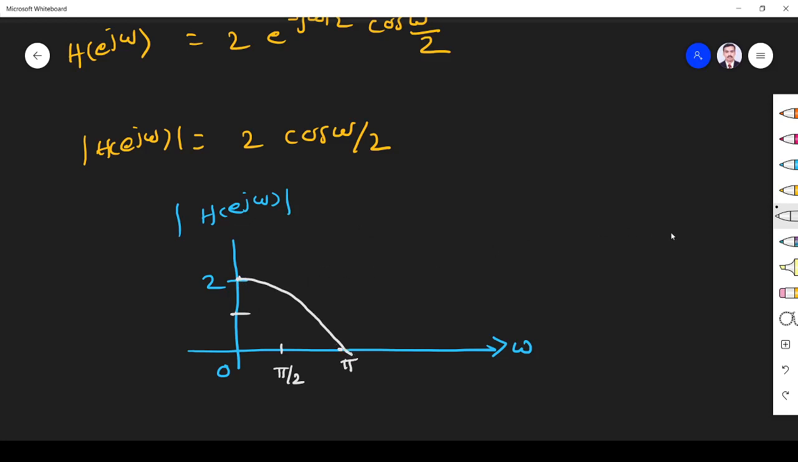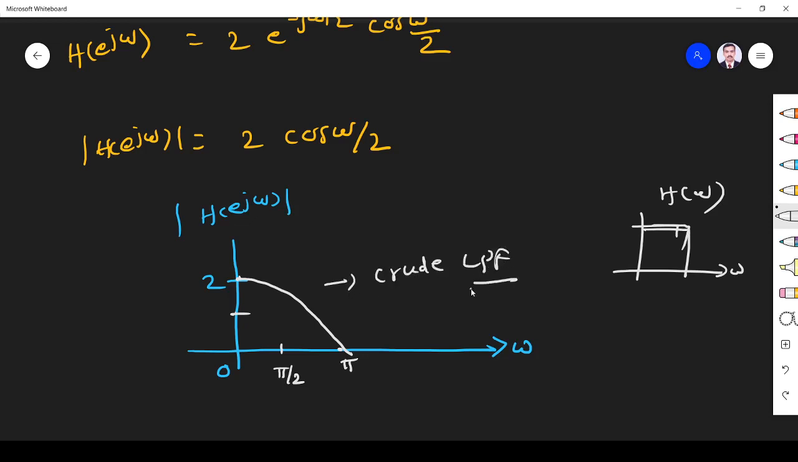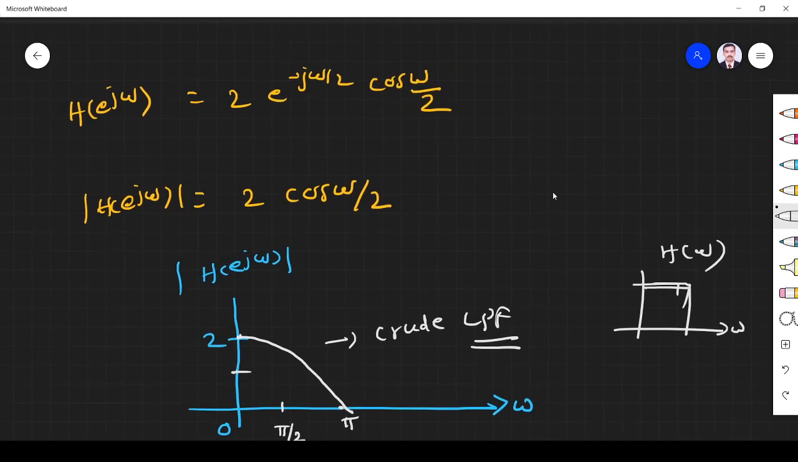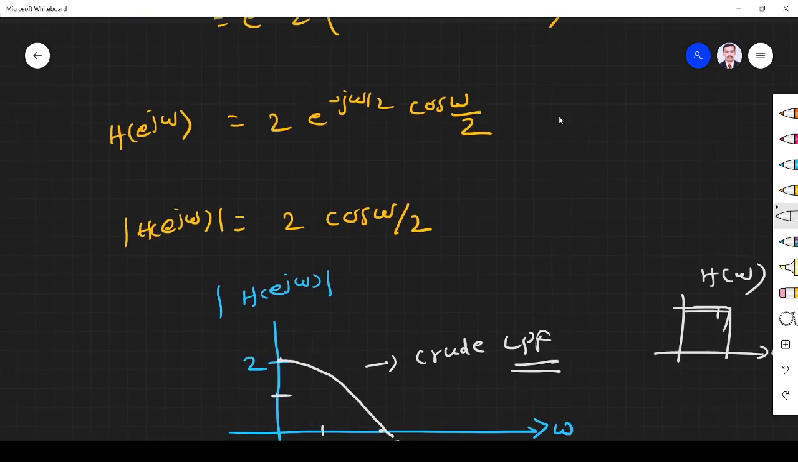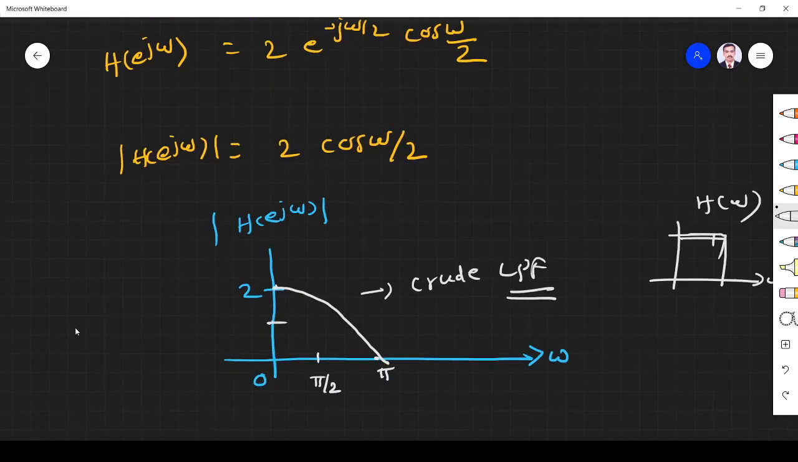So you see, it has an ideal low pass filter character with omega, H of omega. This is a low pass filter. Here it is a practical low pass filter, because averaging is talking about low pass filtering. So this is not a perfect low pass filter, it is a crude low pass filter. Right? See, with one problem, we can understand the whole thing. So this is what we study, right?